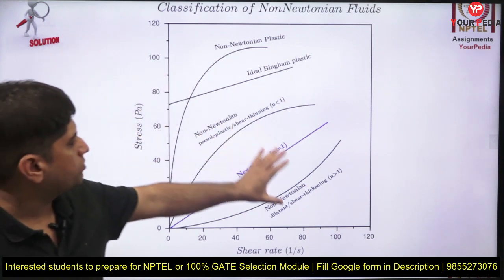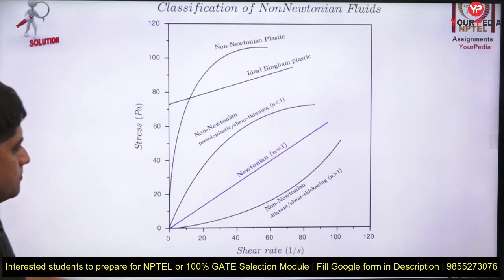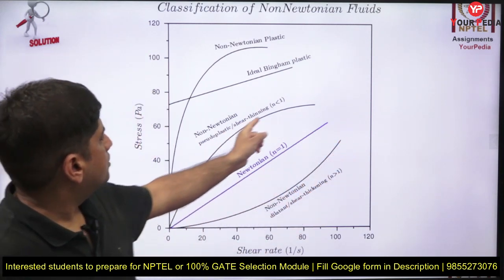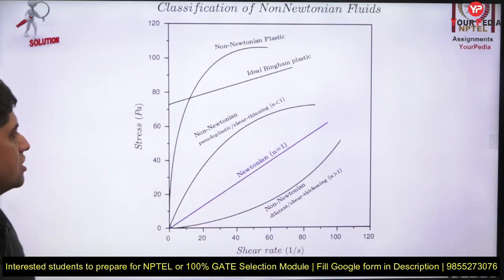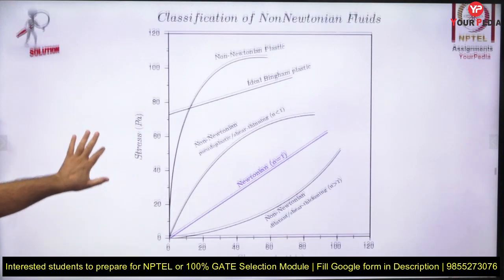This graph you need to keep in your mind. Newtonian fluid, exponent of power law is 1. Non-Newtonian dilatant is the thickening region, pseudoplastic is the shear thinning region, and ideal Bingham plastic. That is how you should know those values.